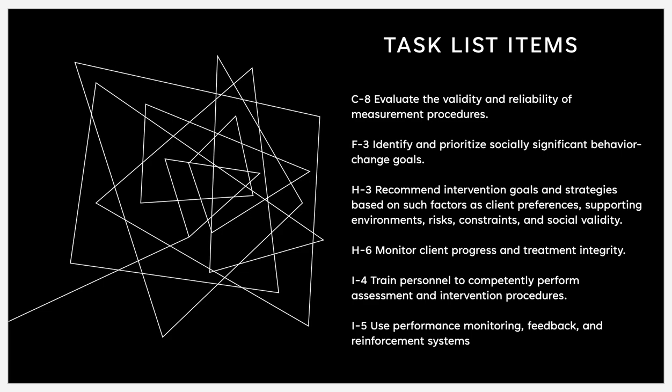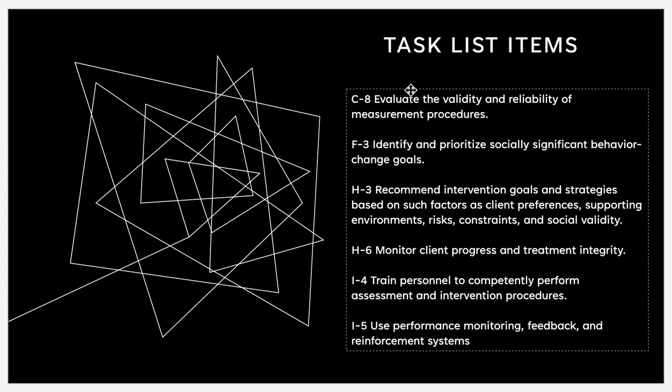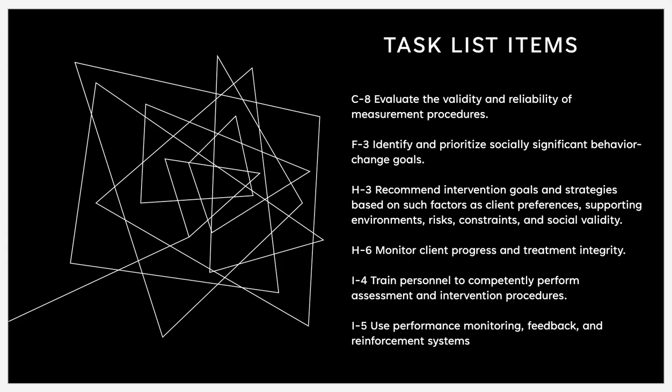Next, I'll go into the task list items. In terms of this presentation, here are some relevant task list items that pertain to some of the material listed out. C8, evaluate the validity and reliability of measurement procedures, identify and prioritize socially significant behavior change goals, recommend intervention goals and strategies based on such factors as client preferences, supporting environments, risk, constraints, and social validity, monitor client progress and treatment integrity, train personnel to competently perform assessments and intervention procedures, and use performance monitoring, feedback, and reinforcement systems.